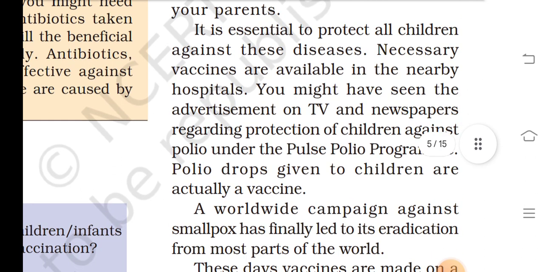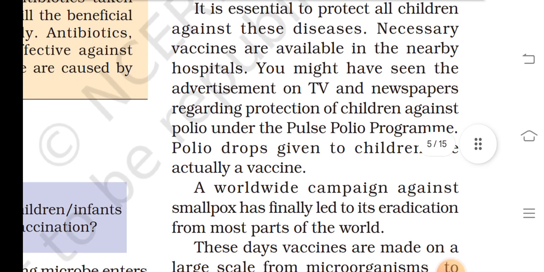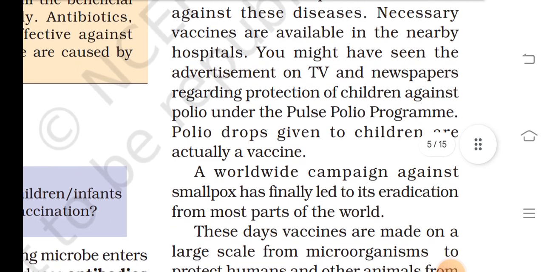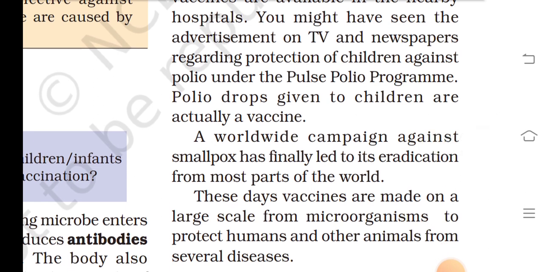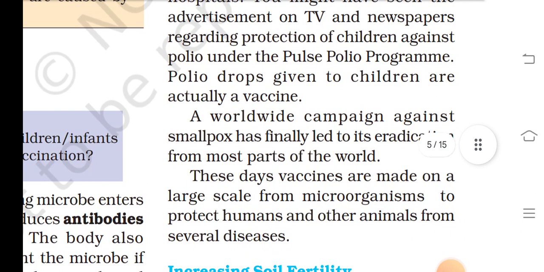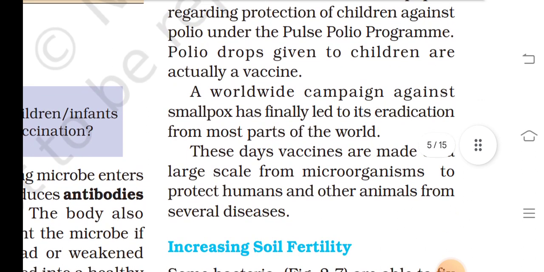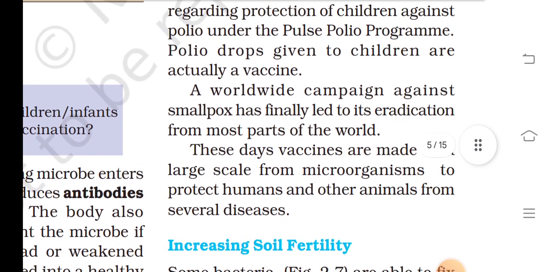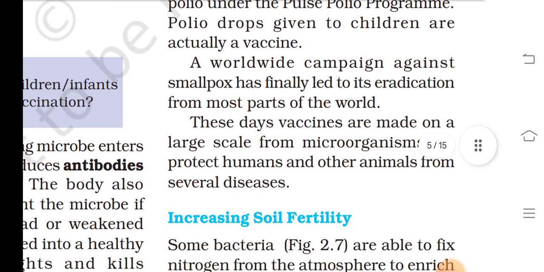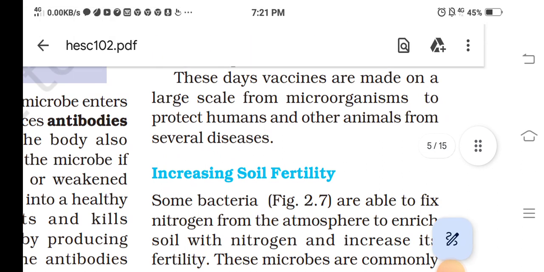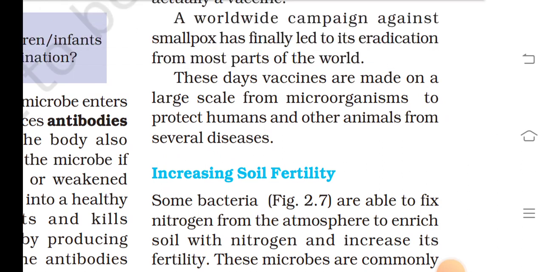It is essential to protect all children against these diseases. Necessary vaccines are available in the nearby hospital. You might have seen advertisements on TV and in newspapers regarding protection of children against polio under the Pulse Polio program. Polio drops given to children are actually a vaccine. A worldwide campaign against smallpox has finally led to its eradication from most parts of the world.